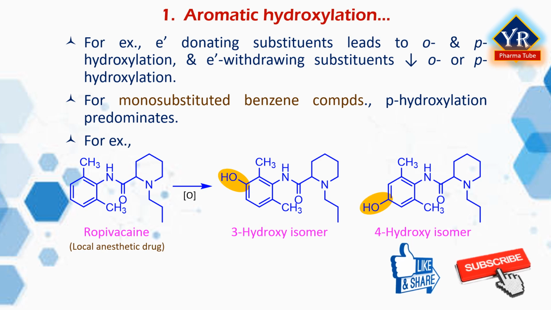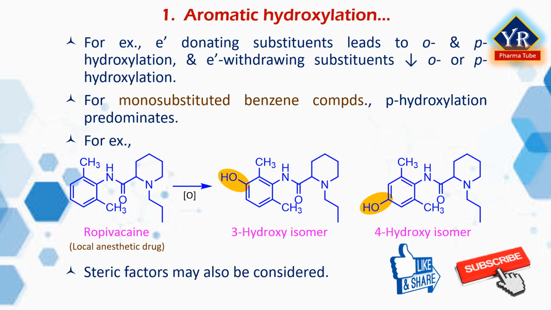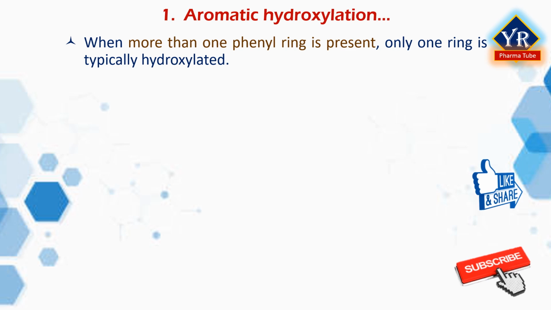and 4-hydroxy metabolites. The newly introduced hydroxyl groups are commonly subject to phase 2 metabolism, which will be addressed in the coming lectures. Moreover, steric factors must also be considered since oxidation occurs mostly at the least hindered position. When more than one phenyl ring is present, only one ring is typically hydroxylated. In other words, in drugs with 2 or more aromatic rings, hydroxylation occurs preferentially in the more electron-rich ring.